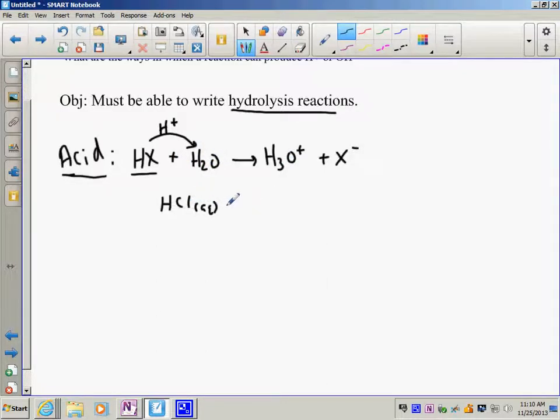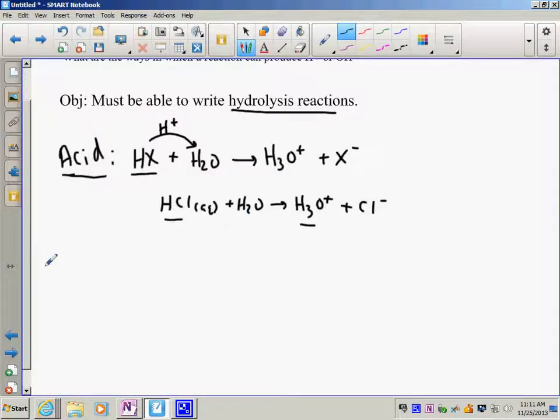So HCl, and you can just say plus H2O yields H3O plus ions and Cl minus. This is the means by which HCl produces acid right here. This might be considered our acid, but in reality, this is what actually does the work.